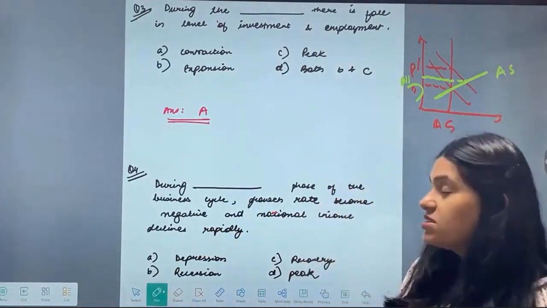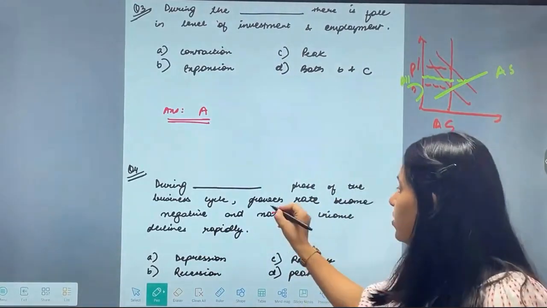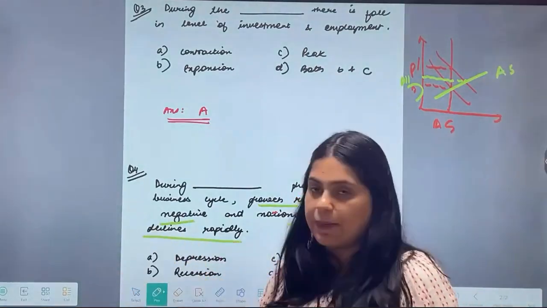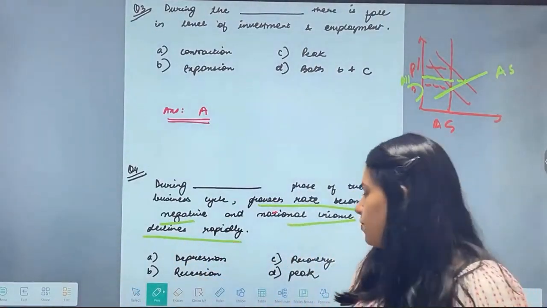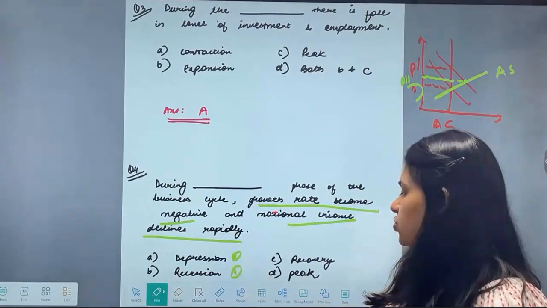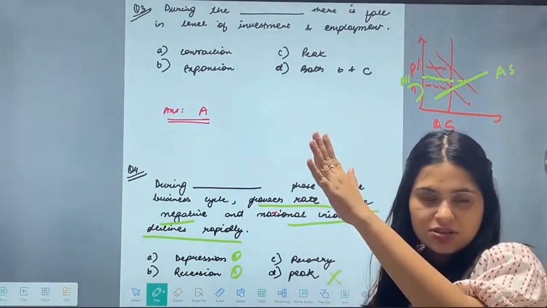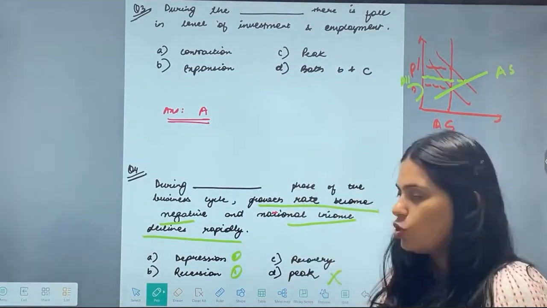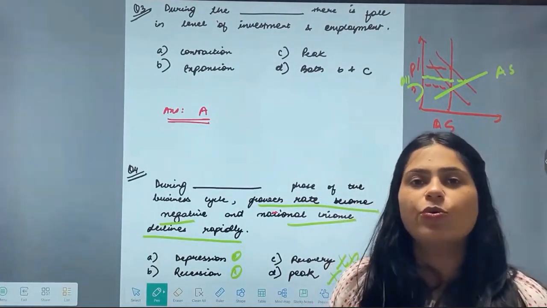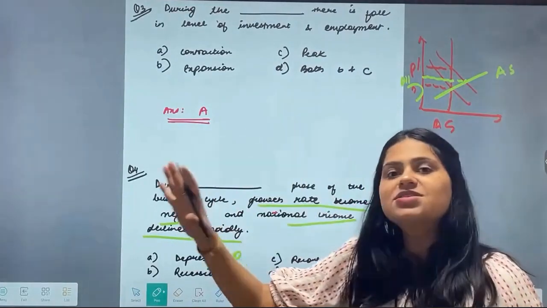So which is the phase when growth rate becomes negative? Hint, growth rate is becoming negative and national income is declining rapidly. But again, I am telling you, I know you will be confused between depression and recession. Peak तो नहीं हो सकता, national income is falling. Recovery भी नहीं हो सकता. Recovery means you are recovering, income should not fall. So the only confusion that students are going to go ahead and have will be in depression versus recession.